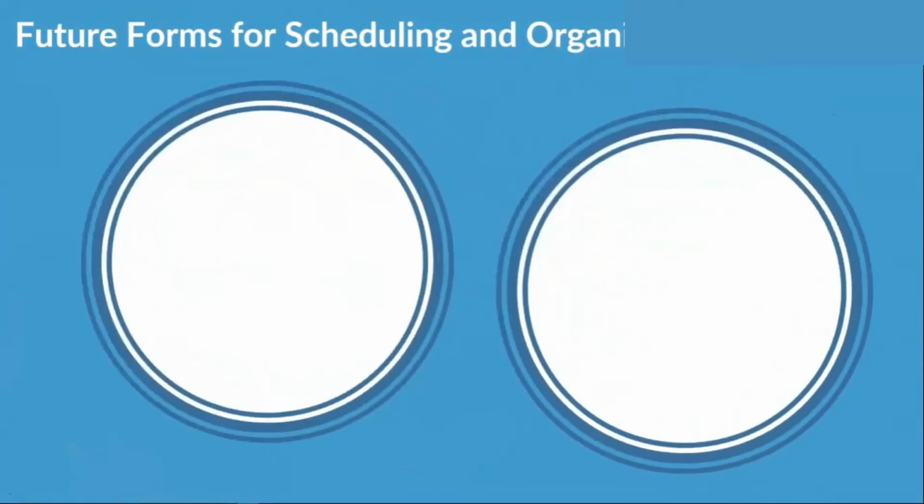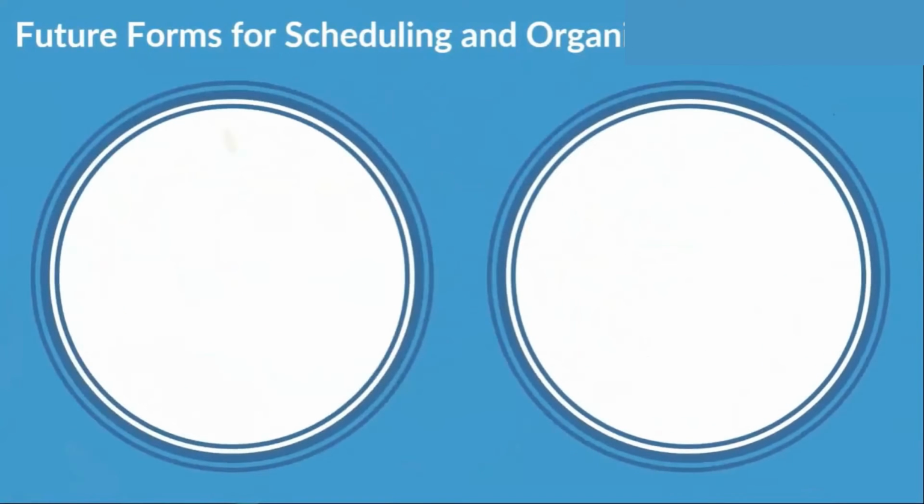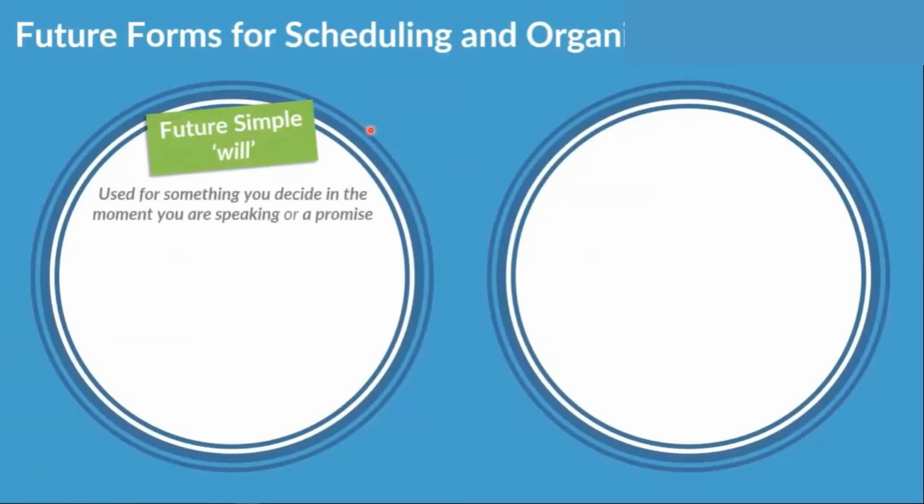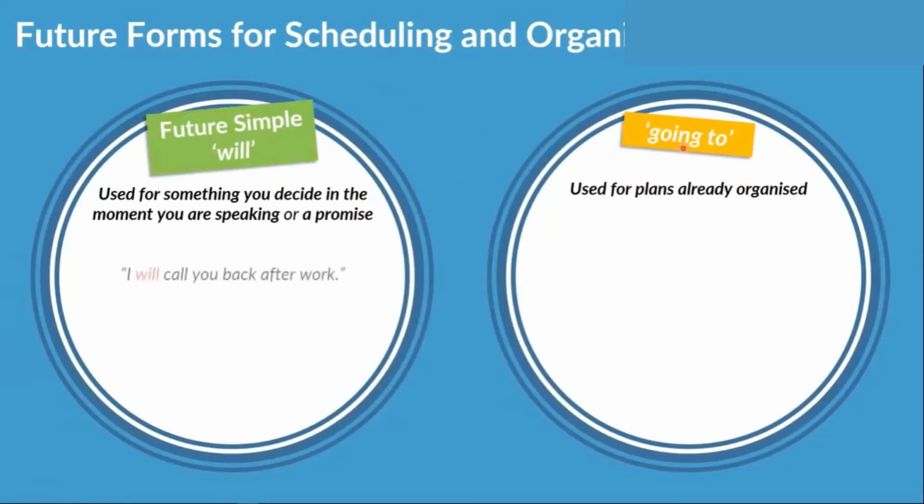Now let's look at the different ways we use these. And we'll start off with the normal future simple, will. And this is used for something you decide in the moment you're speaking, or a promise, okay? Now let's look at going to and look at the difference. Going to is used for plans which are already organized. So will is something you decide as you're speaking. Going to is for plans already organized.